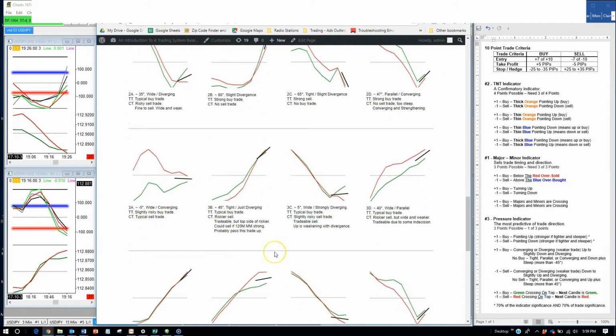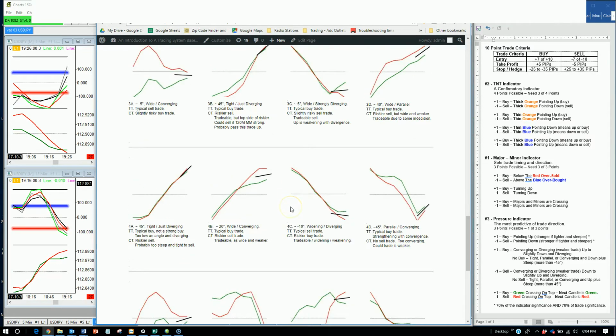Okay, let's just look at a couple more here. Here's a couple. Again, slightly down, coming together, but wide. Minus 5 and wide, converging. It's a slightly risky buy, but a typical sell. You would not buy or sell against this. This is 5 degrees wide, strongly diverging. So it's a typical buy, and it's just a very slightly risky sell. So you kind of see what's happening here.